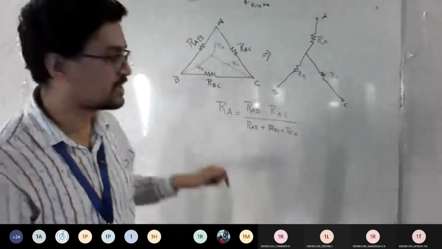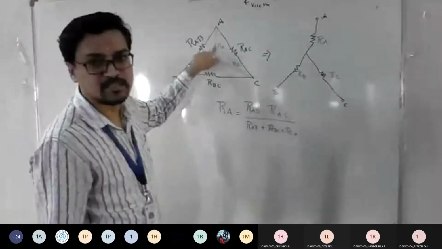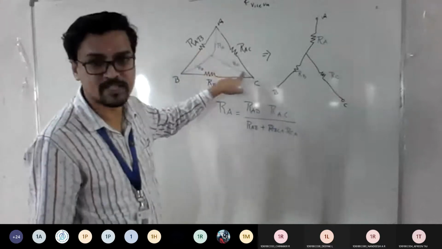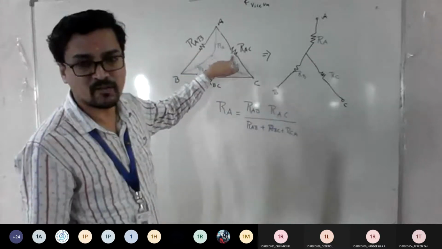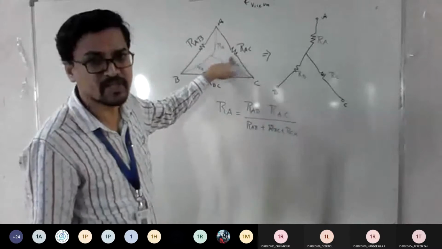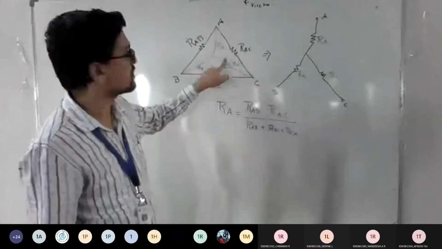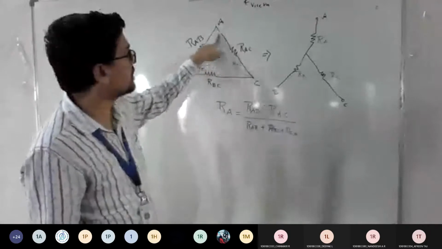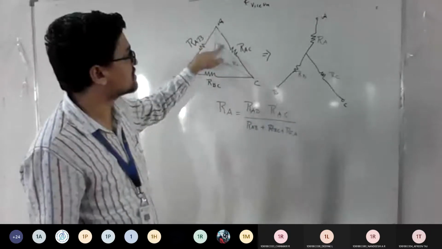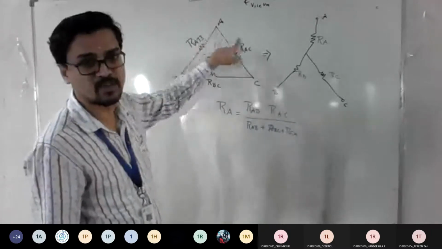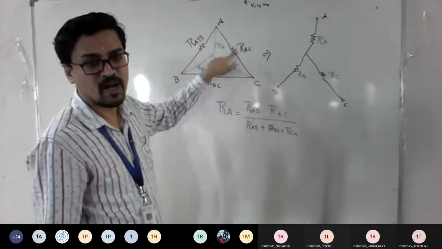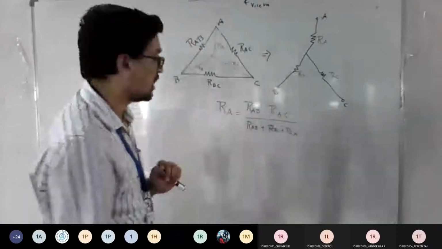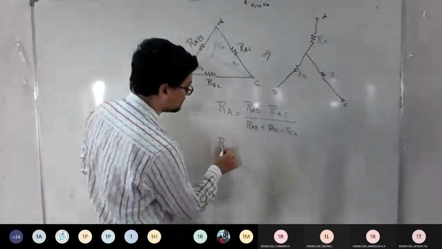Everyone? I'll repeat. To get the delta to star conversion, the inside diagram that I wrote is like a star. We want the formula for these individual resistors RA, RB, RC. To get RA, what we did? We took the node connection A, RAB is there, RAC is there. So this two multiplication you should do, and in the denominator you should do the sum of all the things. Now can you tell me what is the formula for RB?